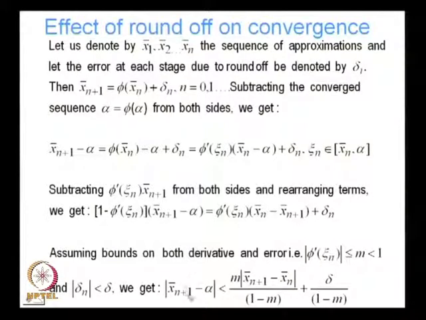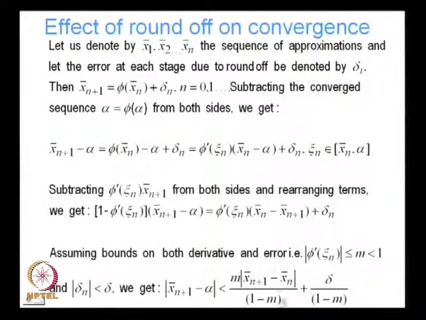This gives a bound on my error at the n plus 1th iteration that takes into account the effect of round off, because of this term. So, this says that at any stage in my iteration, at stage n plus 1 for instance, my error is going to be bounded by these values, and these are two parts you can see.